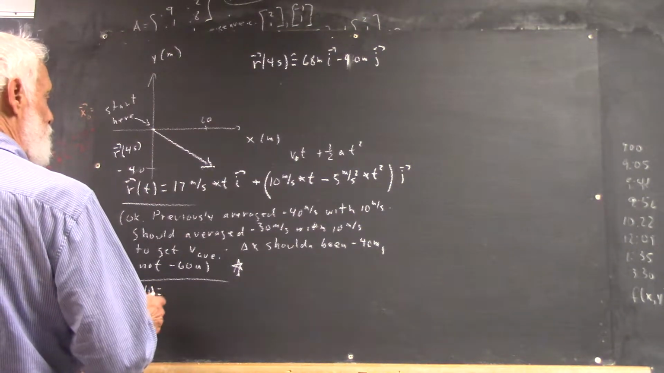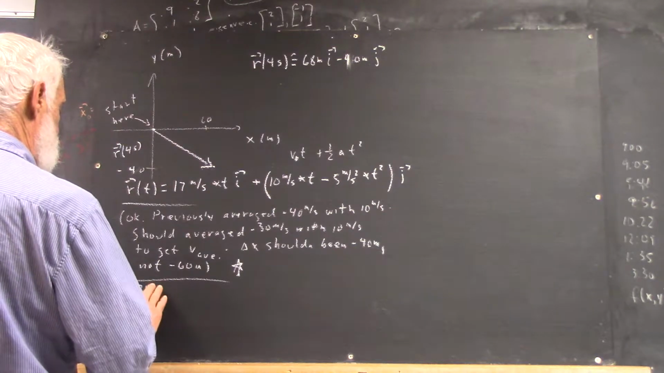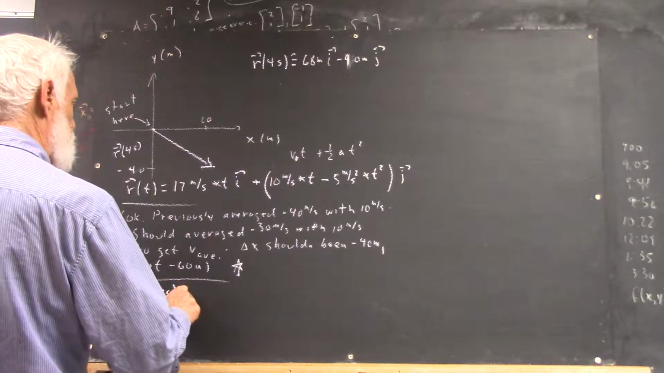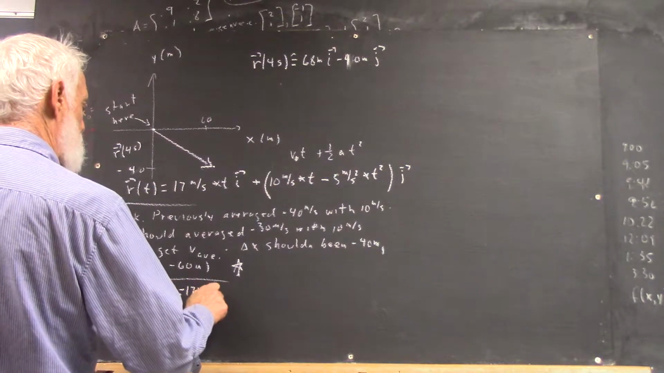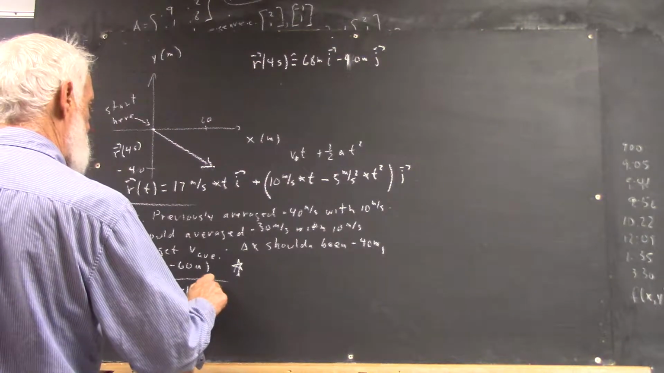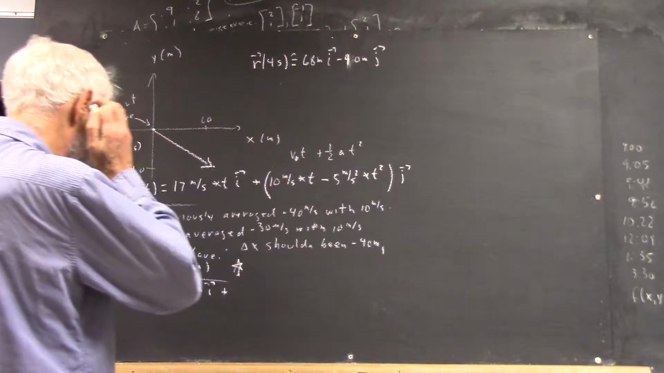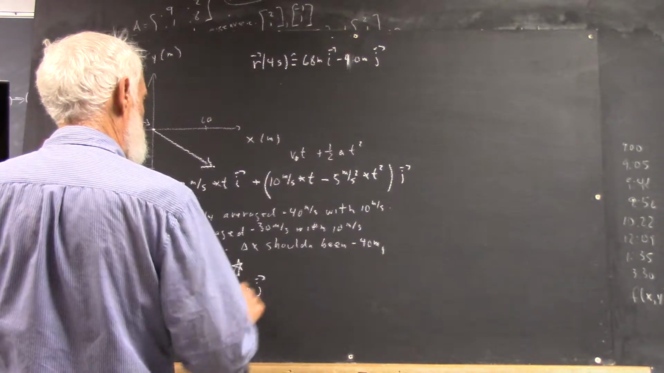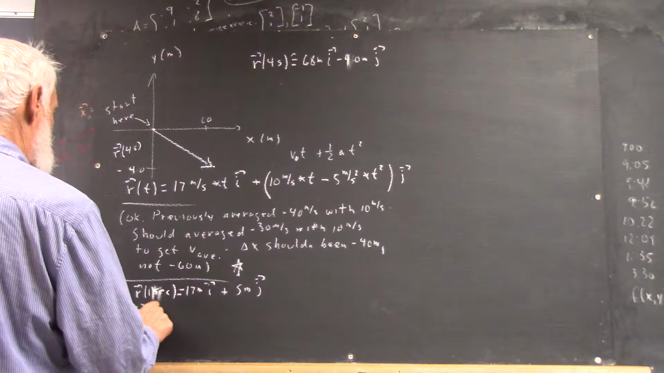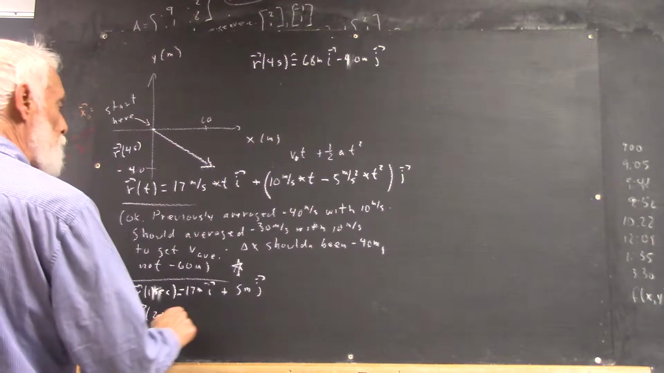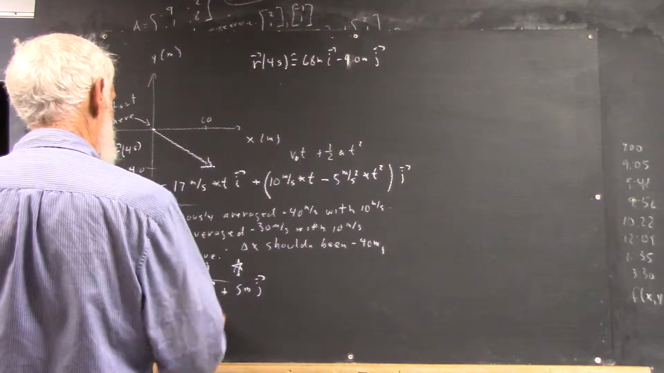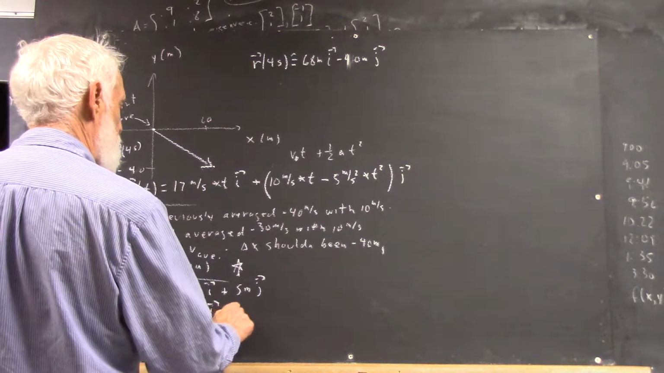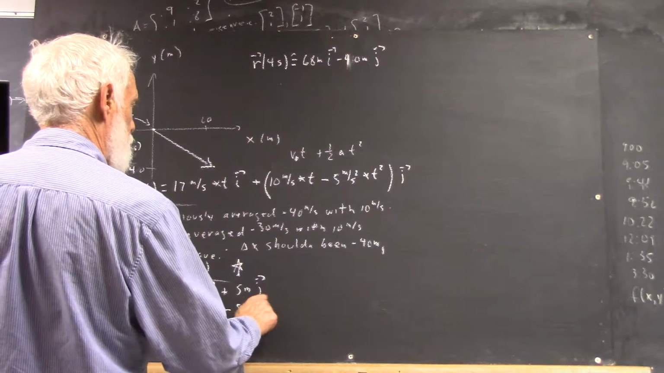r of 1 second is what? 17 meters times I plus 5 meters times J. R of 2 seconds, well, 2 times 17 is 34 meters. And it's going to be minus 5 meters times J, I think.